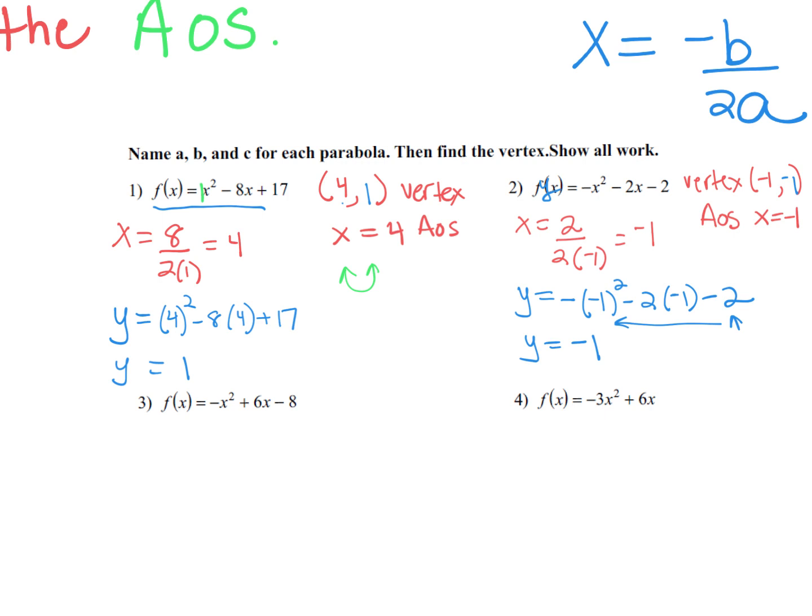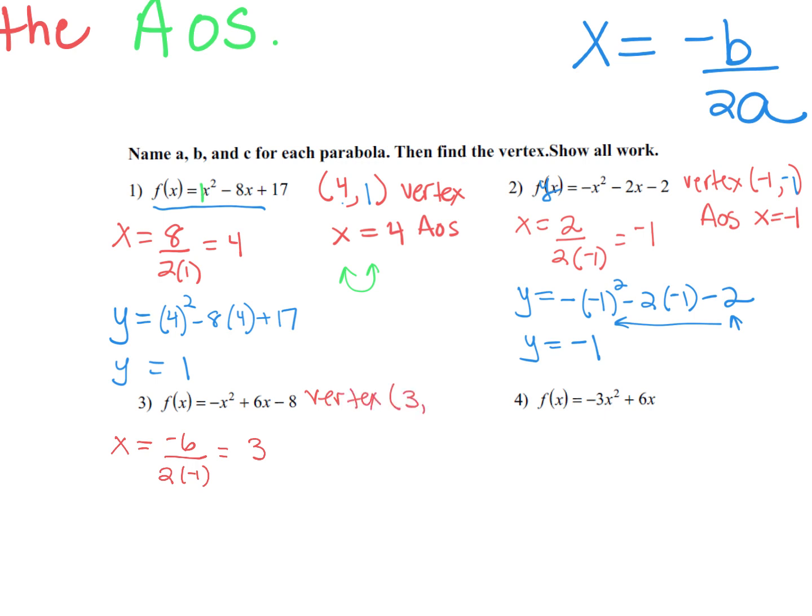And so if we look at the next one here, our a value is -1, our b value is 6, our c value is -8. And so if we look at finding the x-coordinate of the vertex, the x is equal to the opposite of b divided by 2 times a. And so that's going to give us an x-coordinate of the vertex of 3.